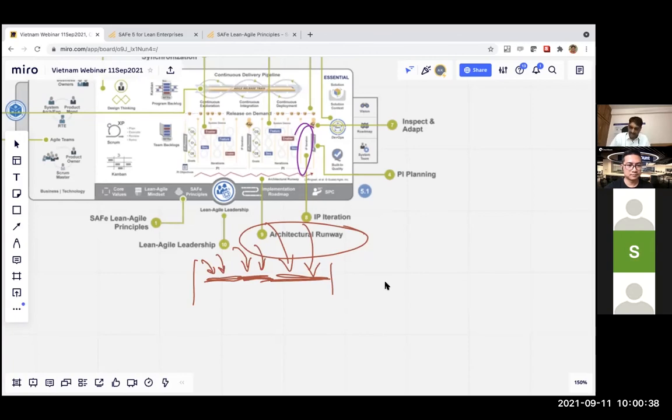And like a runway, you have to build it plus maintain it on a daily basis. Architecture is also something you have to maintain on a daily basis. It's not that you build the architecture and then forget about it. Rather, you build and maintain the architecture. That's why architecture is called a runway, where we build the architecture, plus we also maintain the architecture.